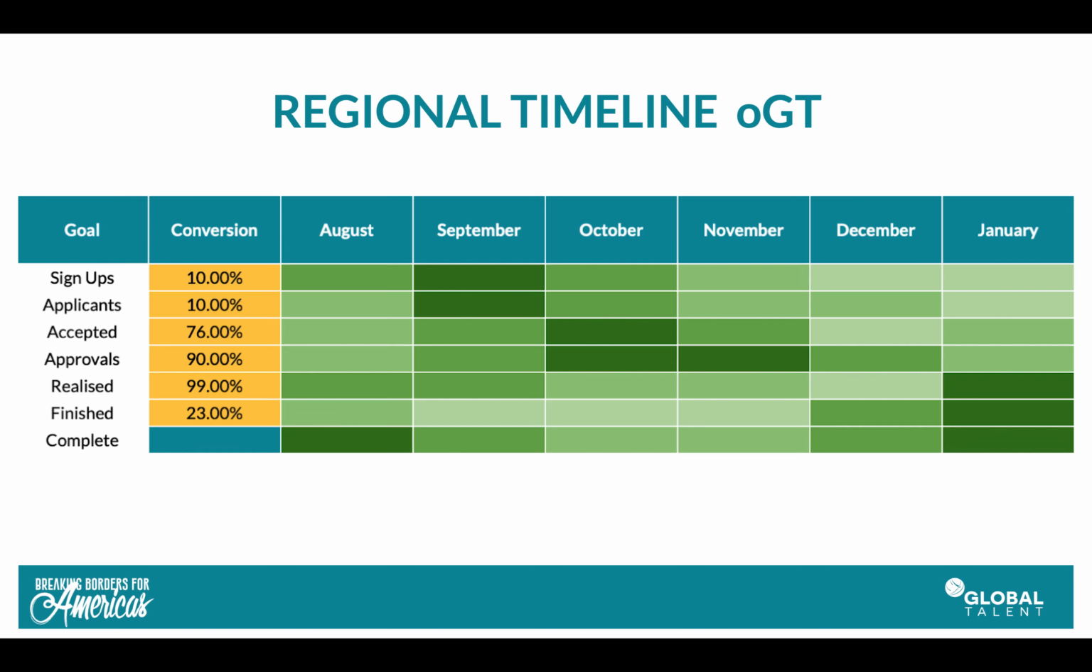About tips for OGT. It's again the renal timeline for OGT to see the conversion, the ideal conversion, and the focus for the month. And remember, if we really want to have approvals in October and November, that means that we need acceptance, right? And if we want acceptance, then we need applicants and we need signups. If we don't have signups, we will never have approvals, and obviously we will not have realization. So understand and respect your timeline.